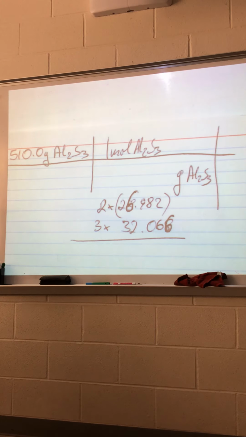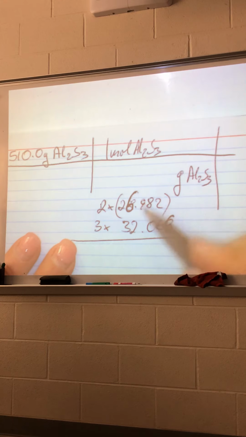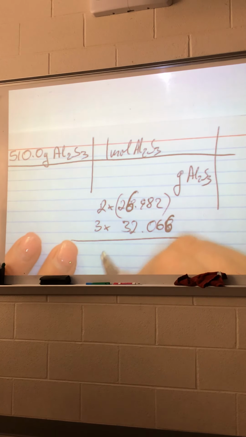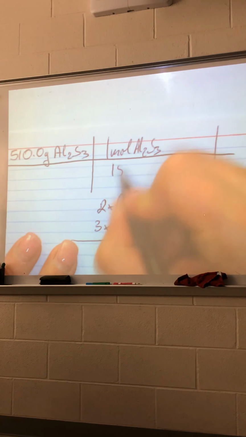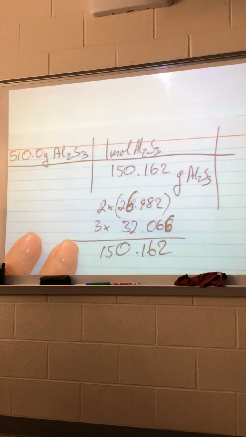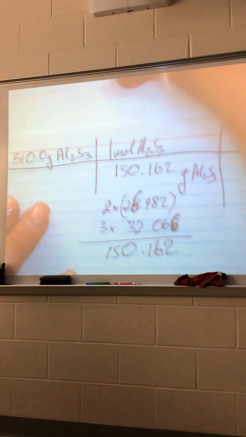I got 154.116. What is it? 154.116, the weight? Or the final answer? Neither. The weight is 2 times 26.982 and 3 times 32.068. What do you get? 150.162. That sounds right. So you put down 150.162 in your problem up here on top.